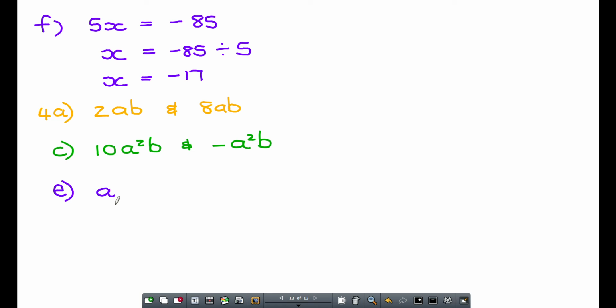E will be A times AB. That's the same as 2ABA. Okay, because if I were to multiply them out, this is going to give me A squared B, and that would give me 2A squared B. So can you see? They both have A squared and they both have B. That's why they would be like terms. Okay, any questions there?